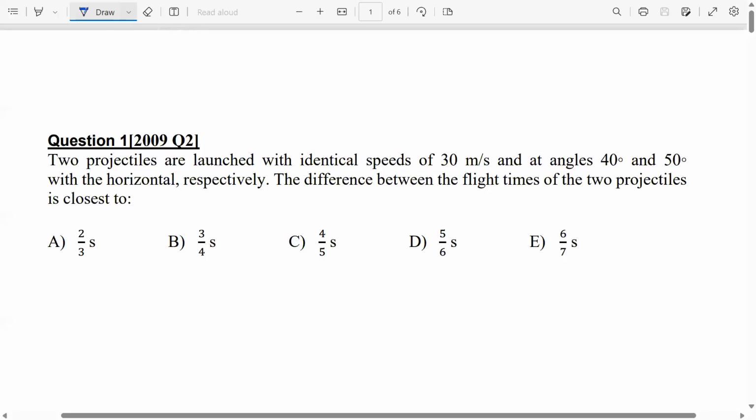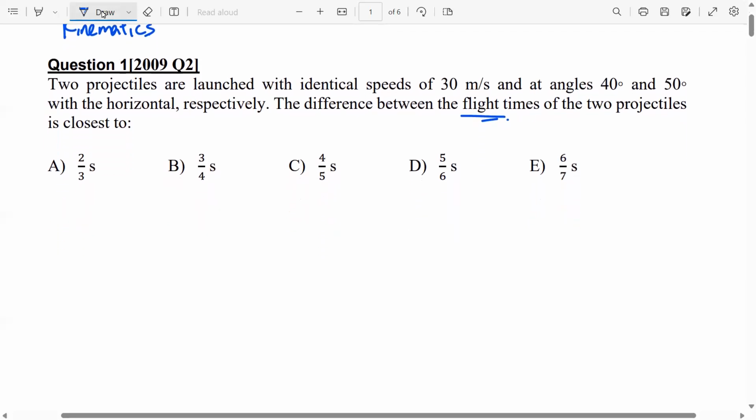Okay, so this is the first question. Now, this question is on kinematics. Okay, it's on this thing called the time of flight. Two projectiles are launched with identical speeds at an angle of 40 degrees and 50 degrees with the horizontal. What is the difference in the flight times between the two projectiles?